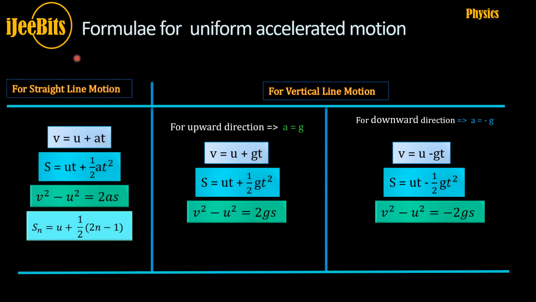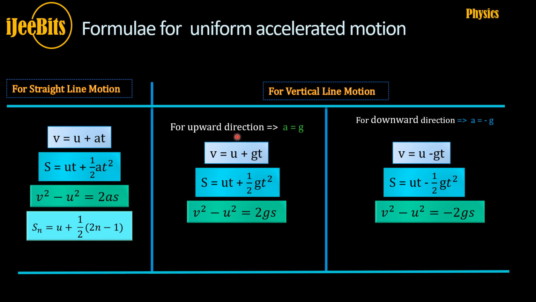Let's look at the formulae for uniform acceleration motion that we have seen in the last class. We talk about straight line motion and vertical line motion, right? In a straight line, we have four formulas: v is equal to u plus at, s is equal to ut plus half at square, v square minus u square equal to 2as, s_n equal to u plus a by 2 into (2n minus 1). Isn't it?